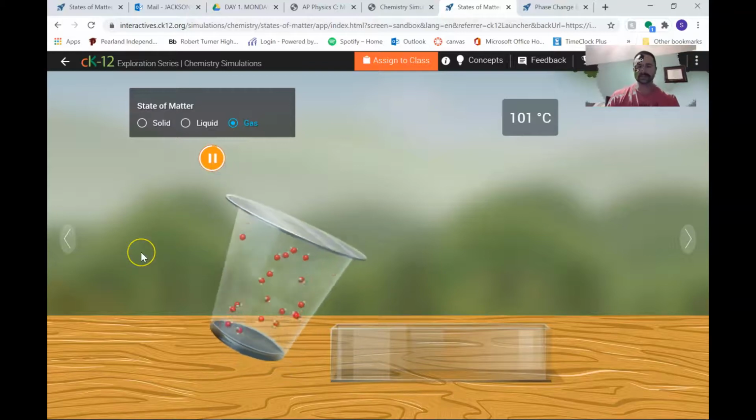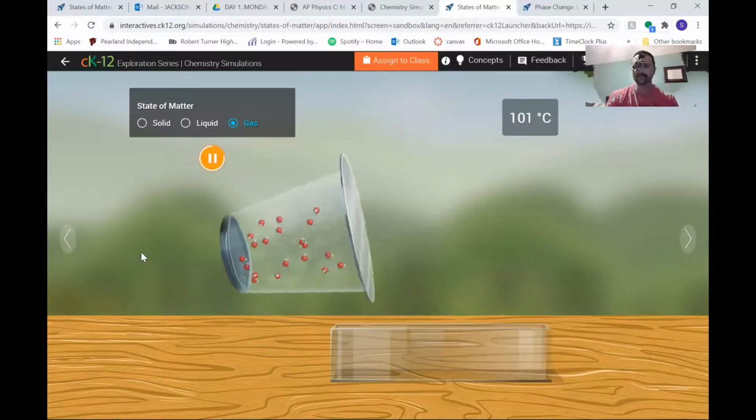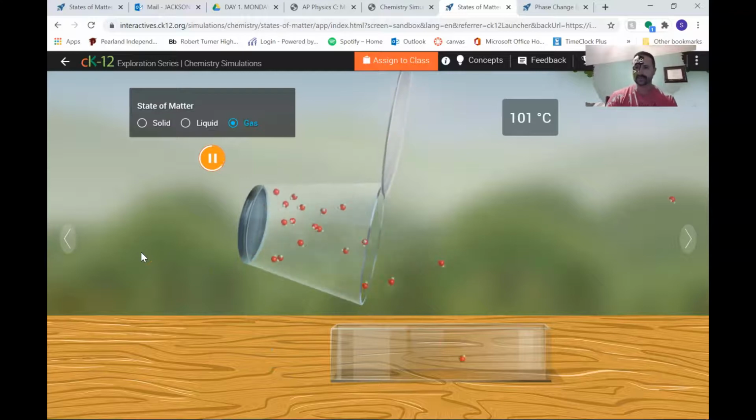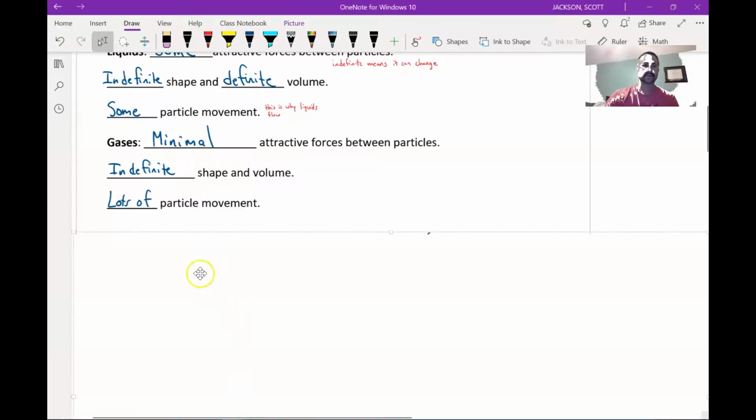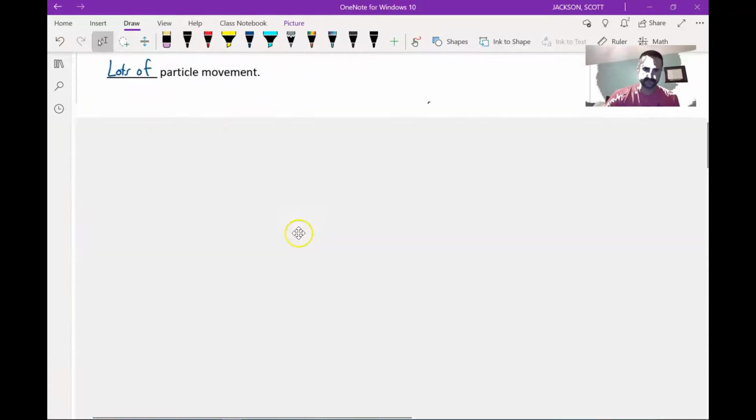Okay? If we change the container, let's see what happens to the shape. So right now they're the shape of a glass, and then the shape goes out to the room. Okay, also way more volume as well. So they are changing shape and volume, how much space they take up. Again, you saw that lots of particle movement.